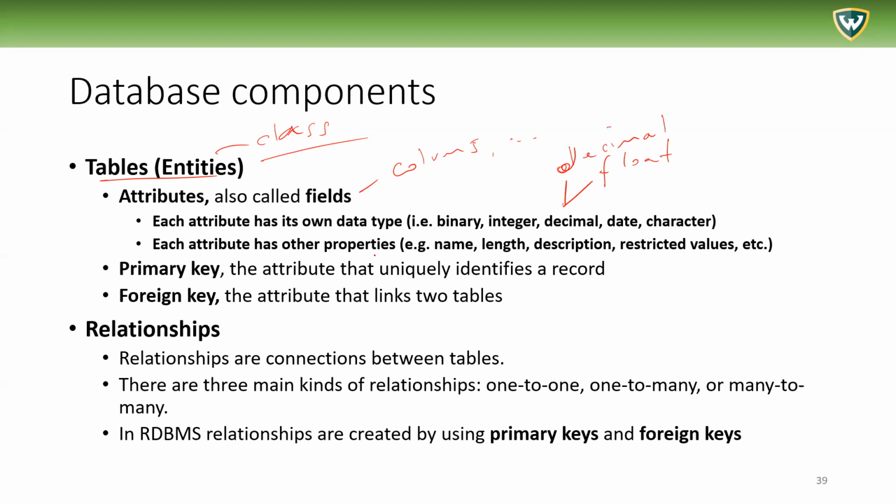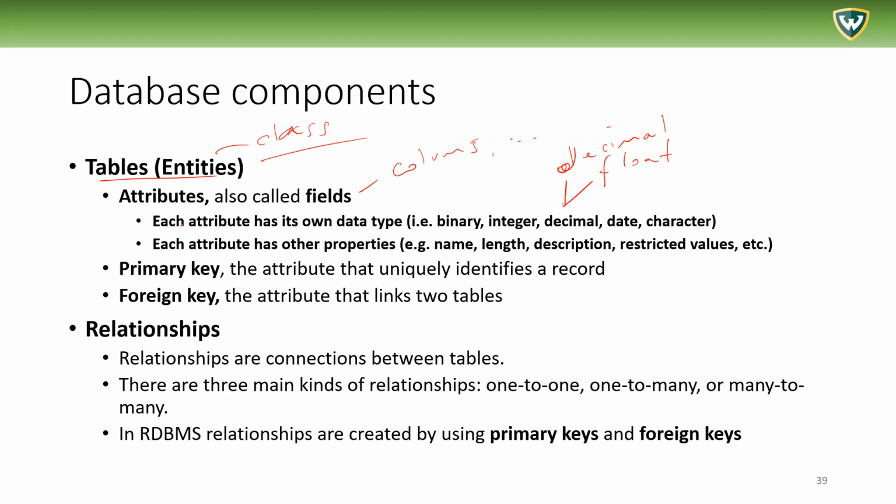Each attribute has other properties. So the attribute has its own data type and also potentially other properties. Everything has additional properties, which are part of the metadata of the data itself. So things like name, length, description, restricted values, and so on. And we'll talk a little bit about this.